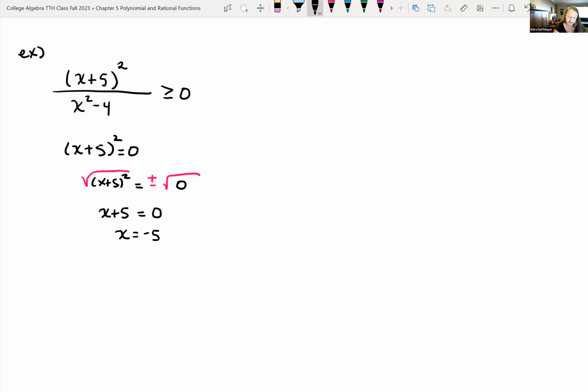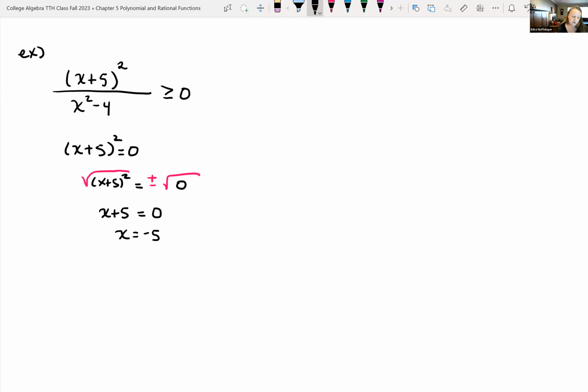I notice that factor up there, x plus 5 quantity squared, is an even multiplicity. So I know my graph is going to be just touching at x equals negative 5, but not crossing. So that could help you when you are deciding which intervals are true or false.